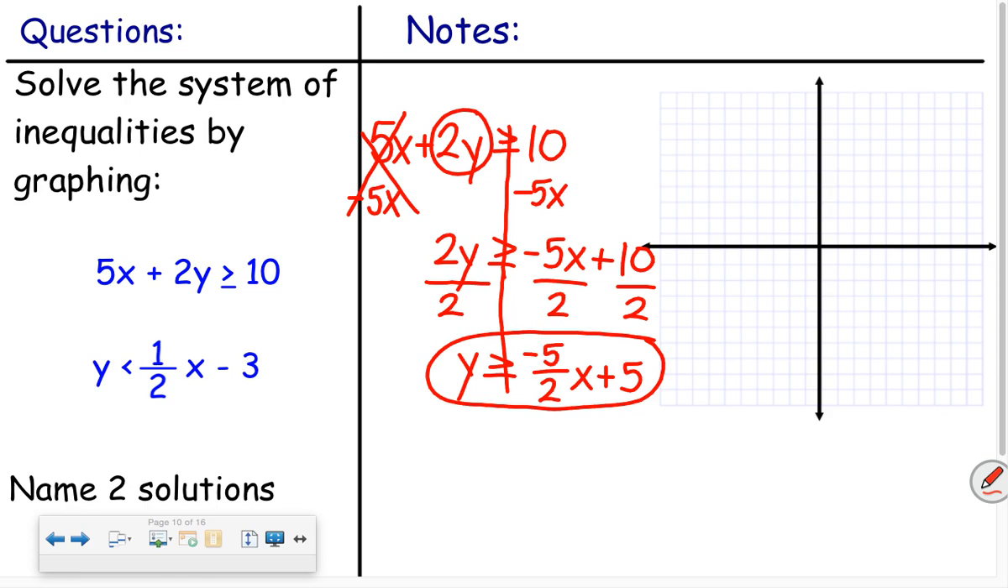So my y-intercept is 5, so go up 5 on your y-axis. And then your slope is negative 5 over 2. So down 5 over 2, down 5 over 2. Now remember that greater than or equal to and less than or equal to need a solid line. So I'm going to make a solid line connecting my points. And then my inequality is greater than or equal to. Greater than or equal to means I need to shade up. So if I go to my y-intercept and shade up, I'm going to make O's above my line.